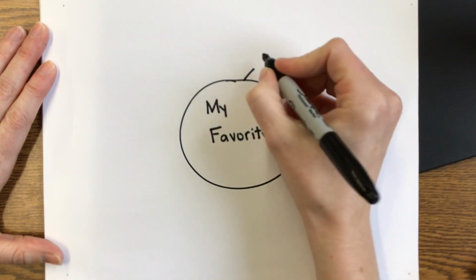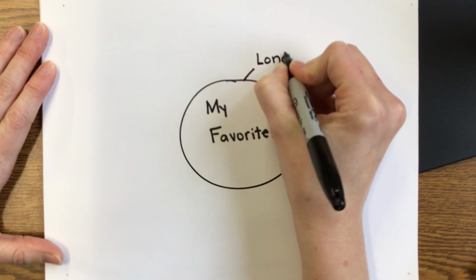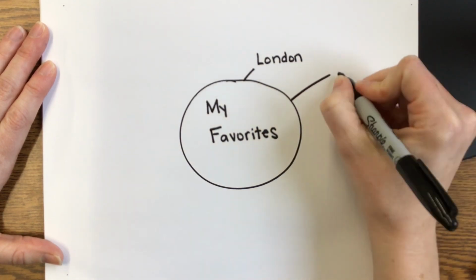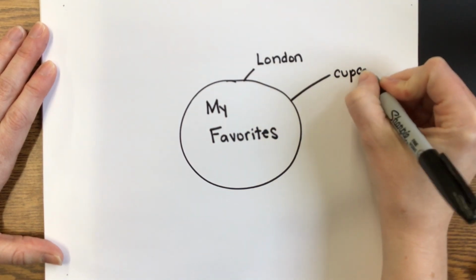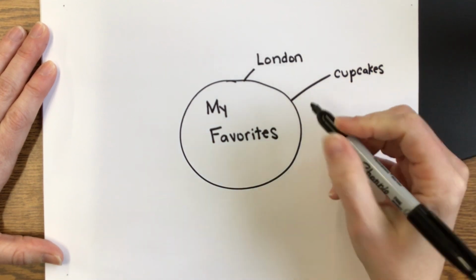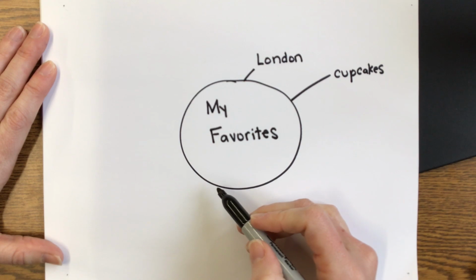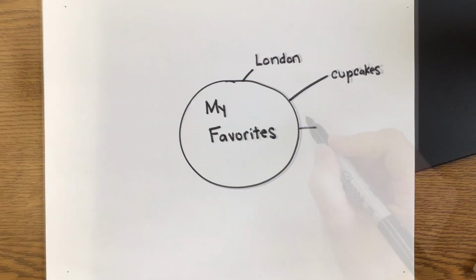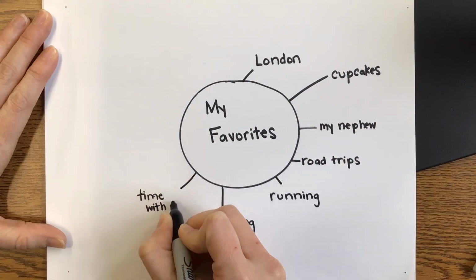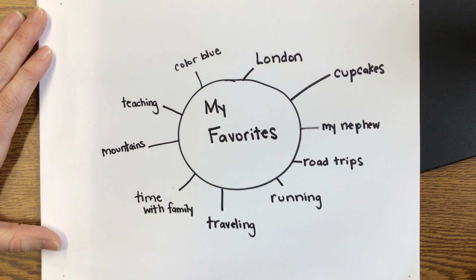For me, one of the places I love visiting is London. One of my favorite desserts is cupcakes. And then we're going to keep going and add more and more of the things that are our favorites. Here's a look at all my favorites, and then I can start to think which ones I might want to write a persuasive paragraph or essay about.